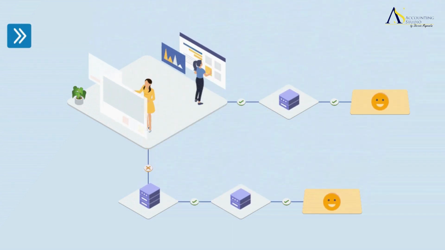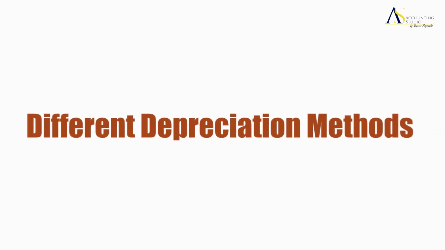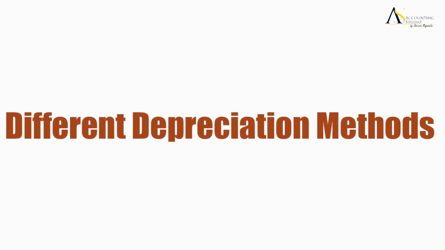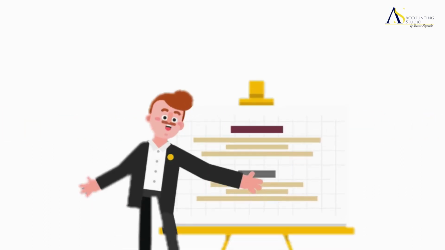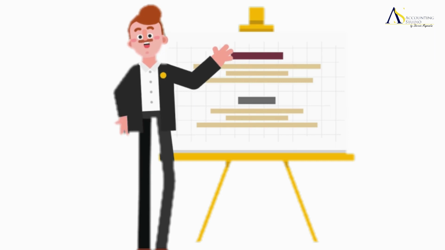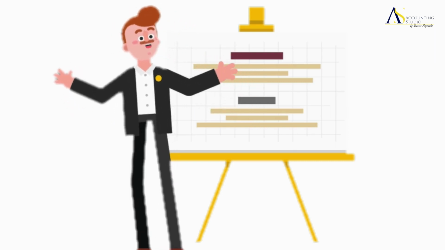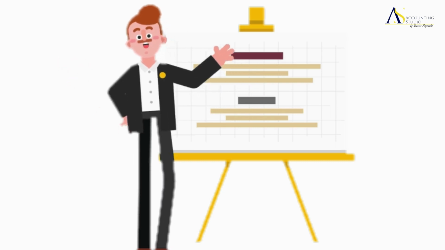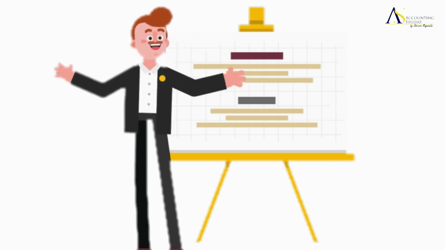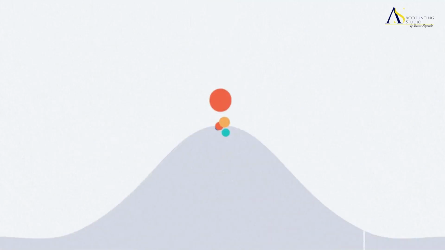So, what are the different depreciation methods? Depreciation methods for PPE include the straight-line method, diminishing balance method, and unit of production method. However, PAS 16 does not prescribe any specific method. The choice of depreciation method depends on management judgment. Among these methods, the common and simple method used is the straight-line method.